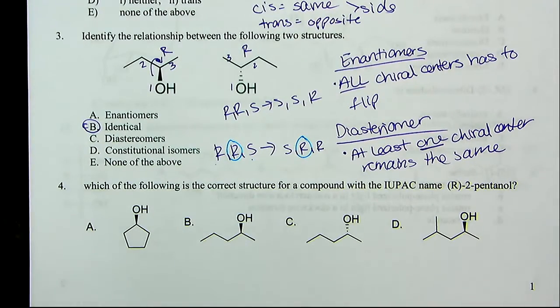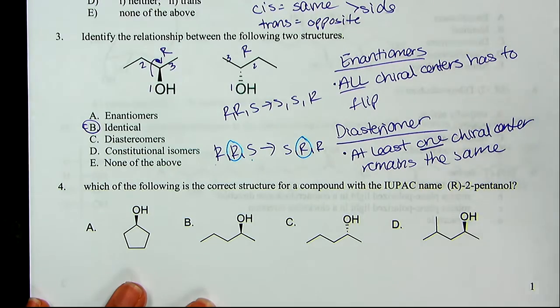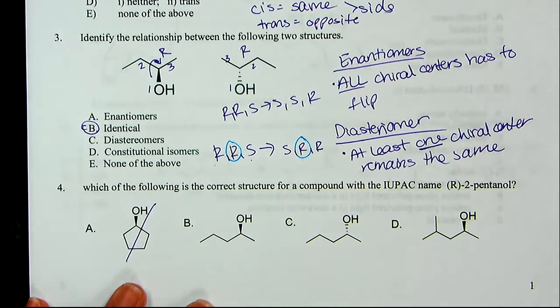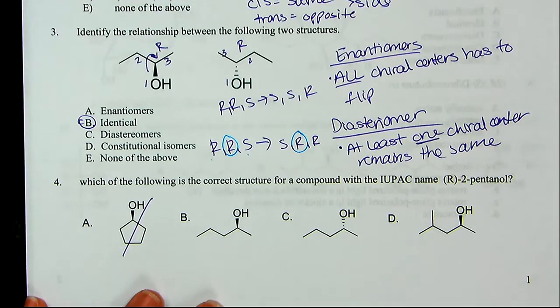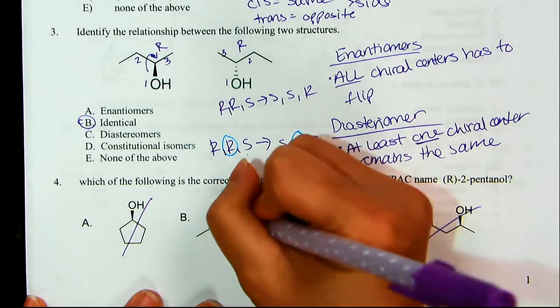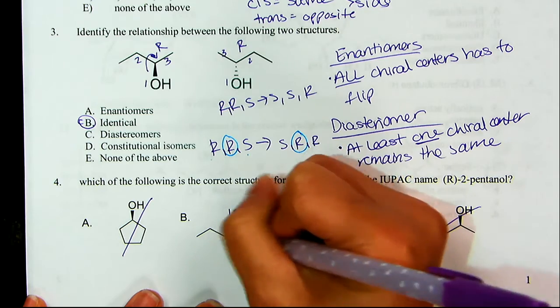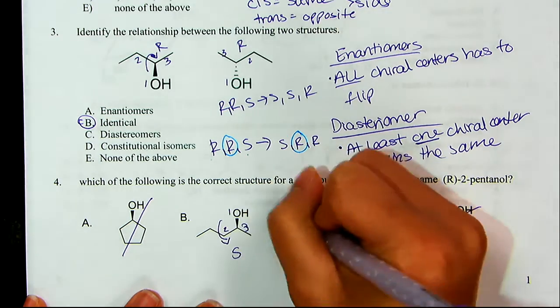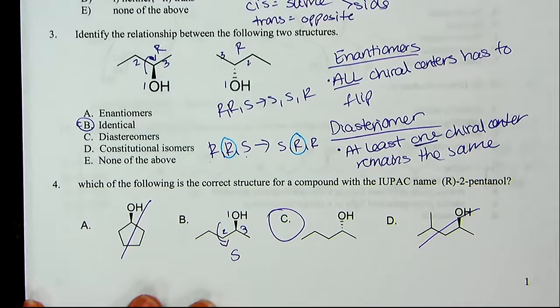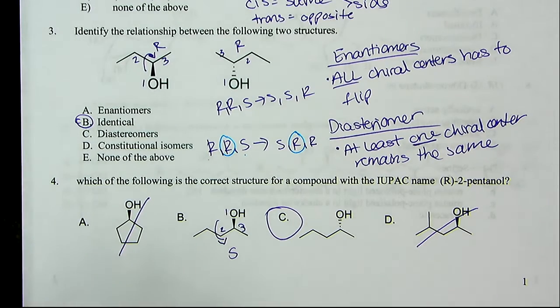Number 4, again IUPAC naming, know the rules already, so it's R-2-pentanone. This is a cyclic chain, so there's no point in putting that one down. This has another group coming off of it, so there's no point in that one. If you do the chirality for this, let's just start with this one, since it's on the solid line. 1, 2, 3. In that case, this would be going in the S direction, so that wouldn't work, then C is our answer. Because if you flip the chirality for C, it should be R.